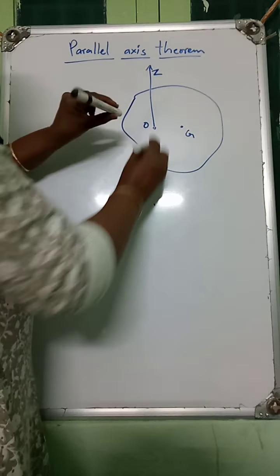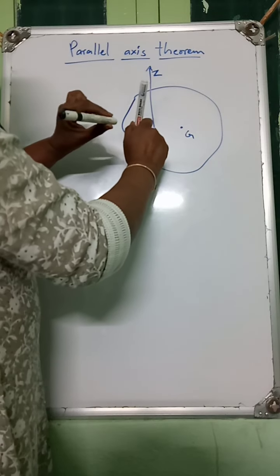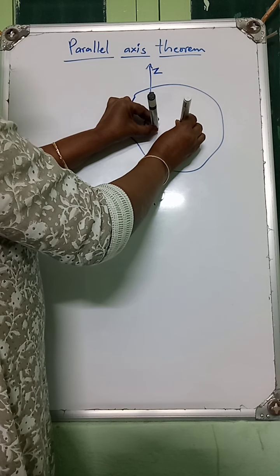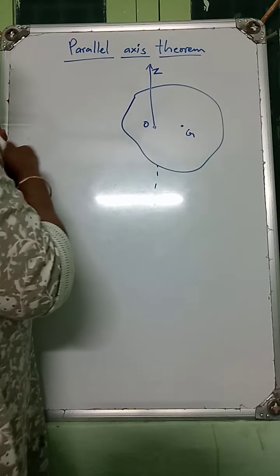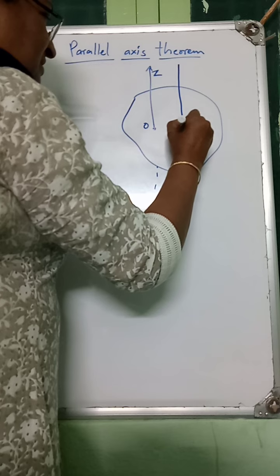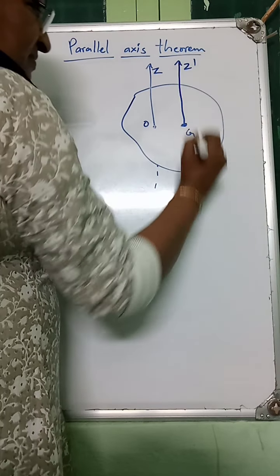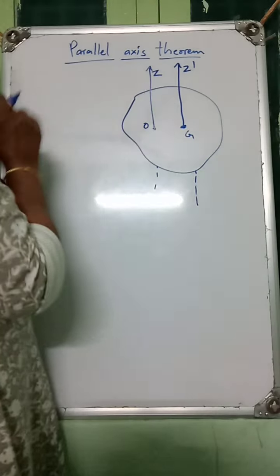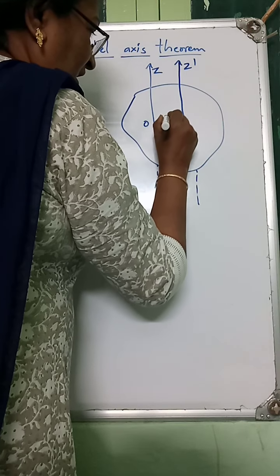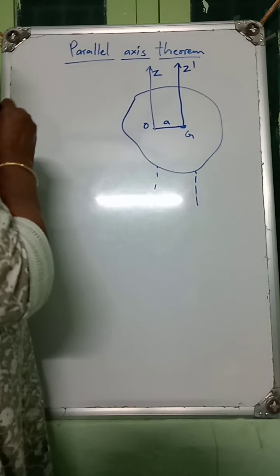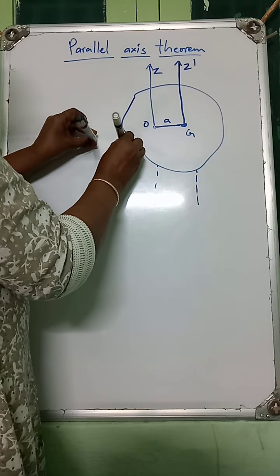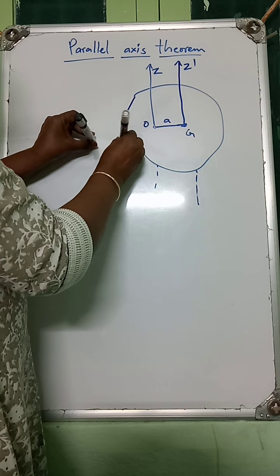So for our convenience, I have taken one axis at point O, the other axis passing through the center of gravity. These two are parallel axes. Now you can draw the second axis, z dash, like this. Let small a be the distance between these two parallel axes. We have two parallel axes like this. The distance between these two is a.